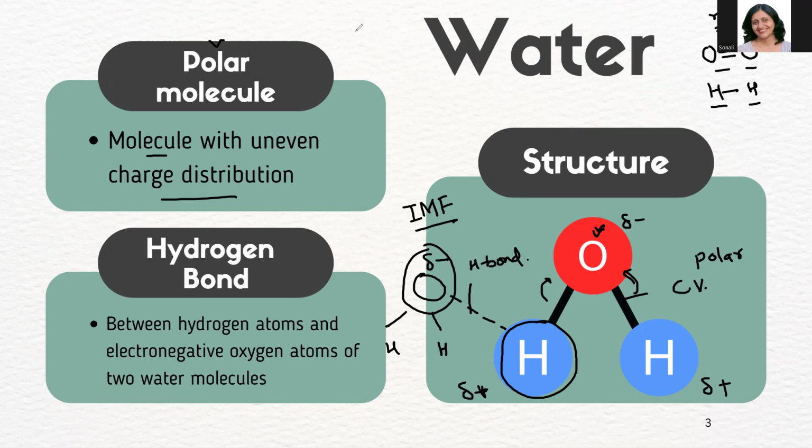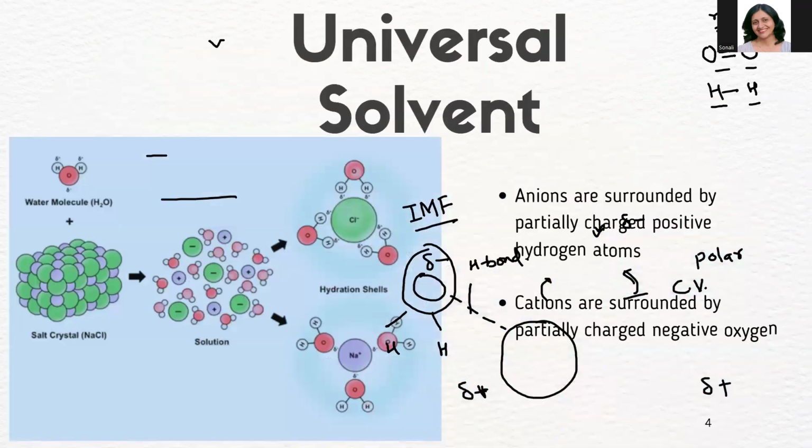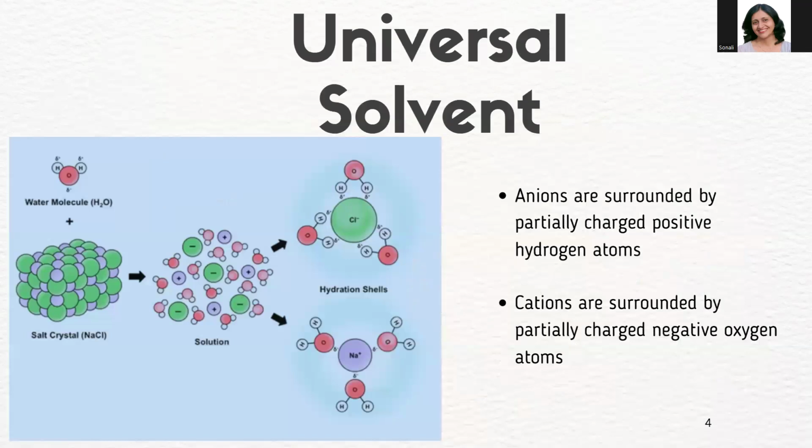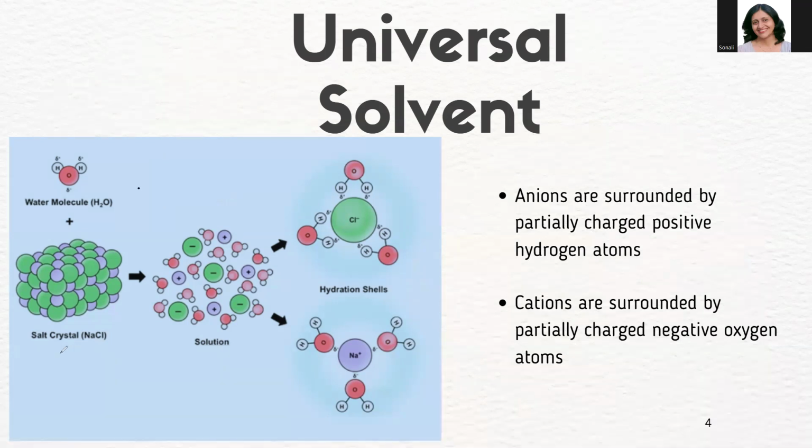Because of hydrogen bonding, there are many properties which get affected, and that is what we are going to cover now. The first one is water being a universal solvent. Water is known as the universal solvent because it can dissolve a wide range of compounds. For example, salt, sodium chloride.